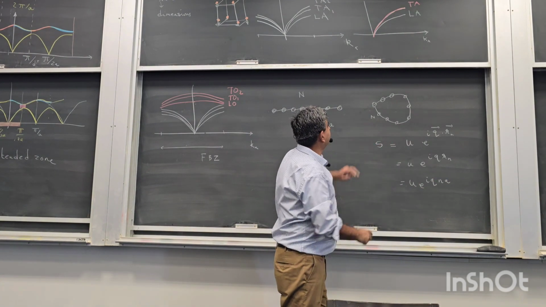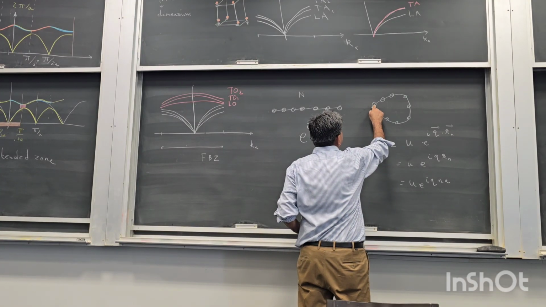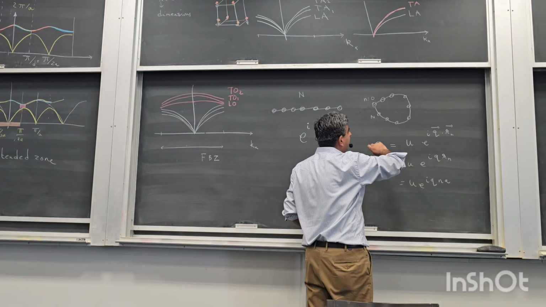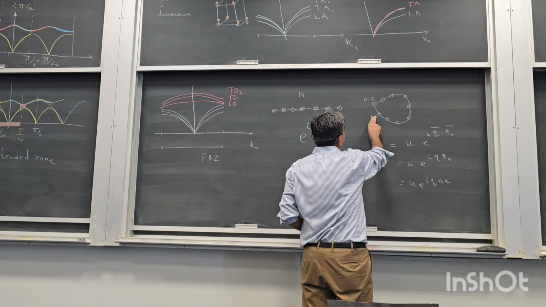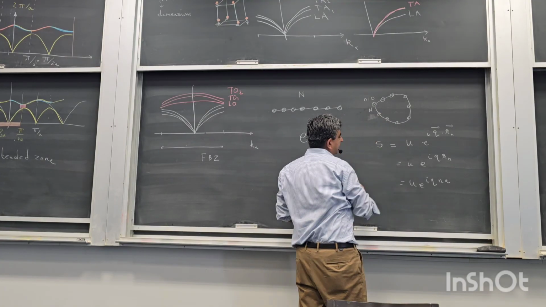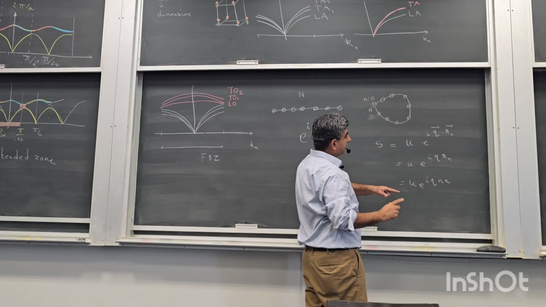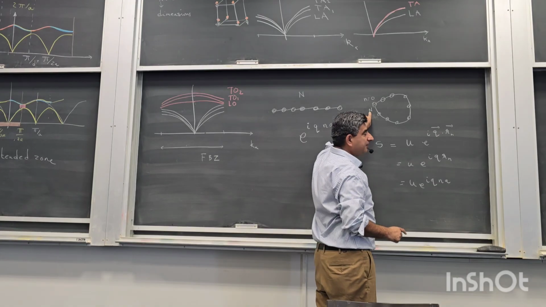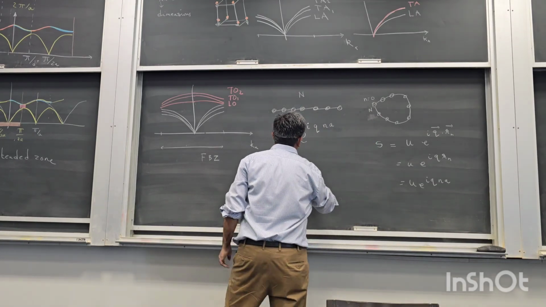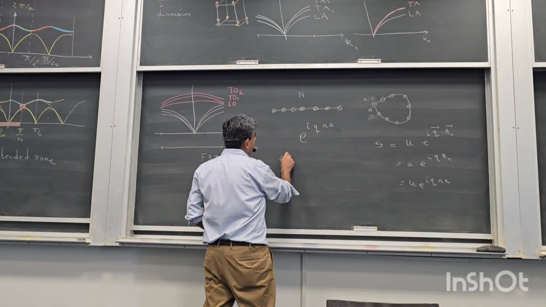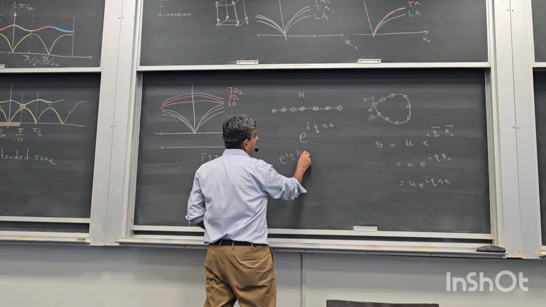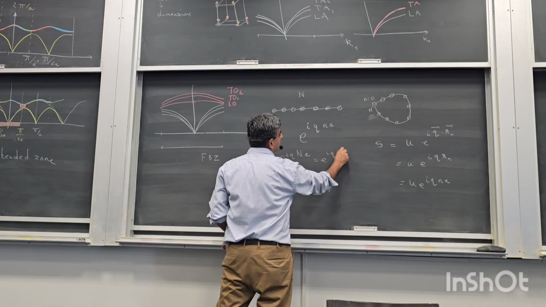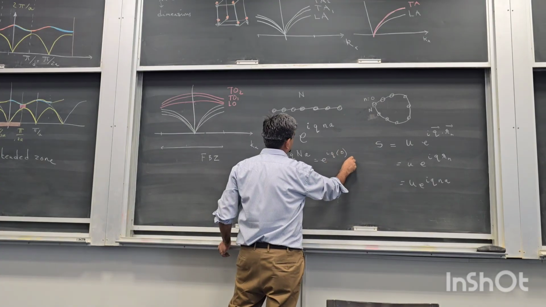So here we have n equals 0, and when we wrap it around, we get back to n. So the amplitude, this phase, at n equals 0 must be the same as at n equals capital N. This means that e^(iqNa) must be equal to e^(iq·0), which must be equal to 1.